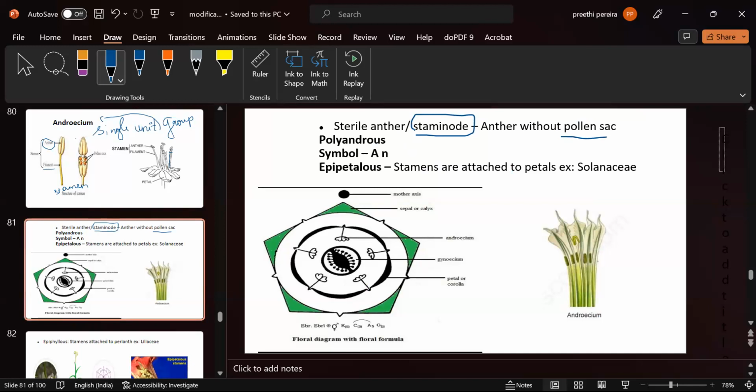Male flower is known as staminate. मतलब उस flower में सिर्फ anthers है, with stamens है. A staminode is a flower in which the anther doesn't have pollen sacs. Okay.